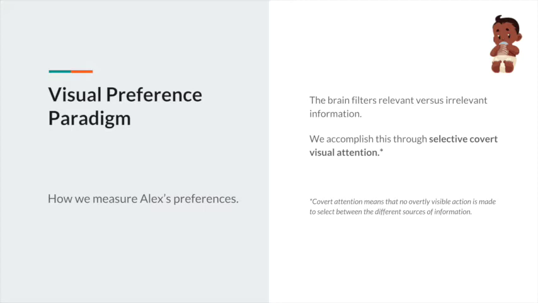As we know, the brain filters relevant versus irrelevant information. This is the reason humans can still beat computers in various tasks. We accomplish this through selective covert visual attention. Covert attention means that no overtly visible action is made to select between the different sources of information. Essentially, it's what your brain naturally decides to do. The word implicit comes to mind.